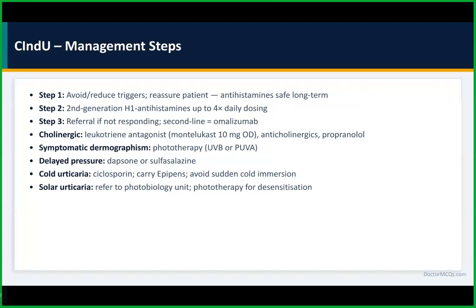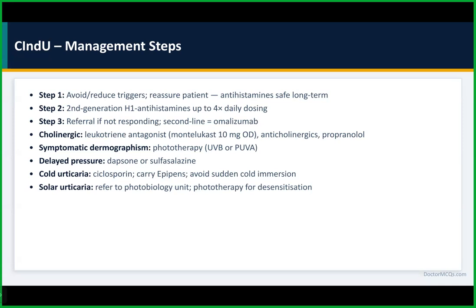How to manage this: avoid the triggers, reassure the patient, and antihistamine can be given long term. But second generation is more effective and can be taken more than 4 times a day. And if the patient is really bothered by this condition, then omalizumab can be given, but it's not in our domain, so we are going to refer the patient according to the impact on his life. Cholinergic urticaria has another medication, montelukast 10 milligrams, which you can give the patient in primary care.